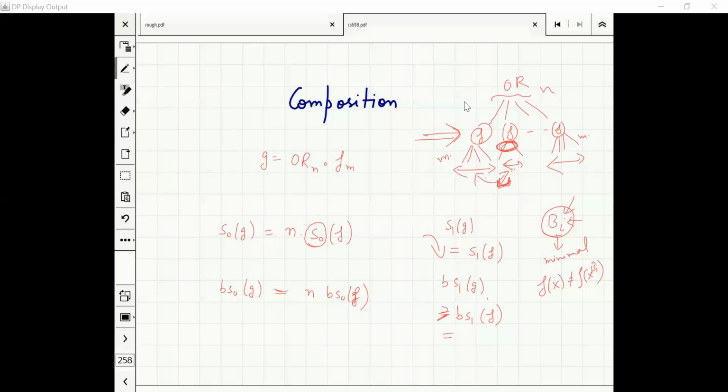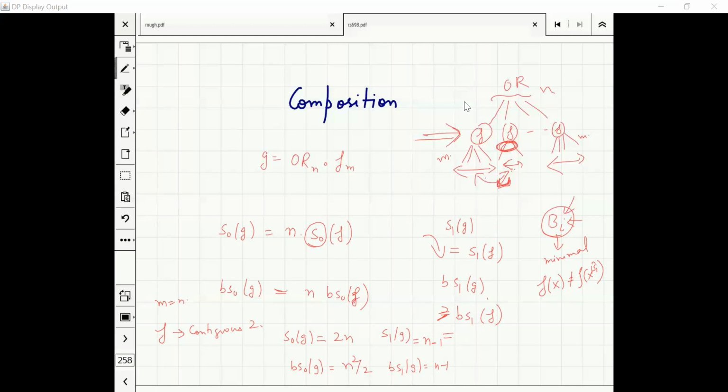Now, if I take F to be this contiguous 2 function, and if I take M to be equal to N, what is S0G? 2N. What is BS0G? N square by 2. What is S1 of G? N minus 1, or whatever order N. And BS1G is again N minus 1. So now we have created a quadratic difference between block sensitivity and sensitivity.